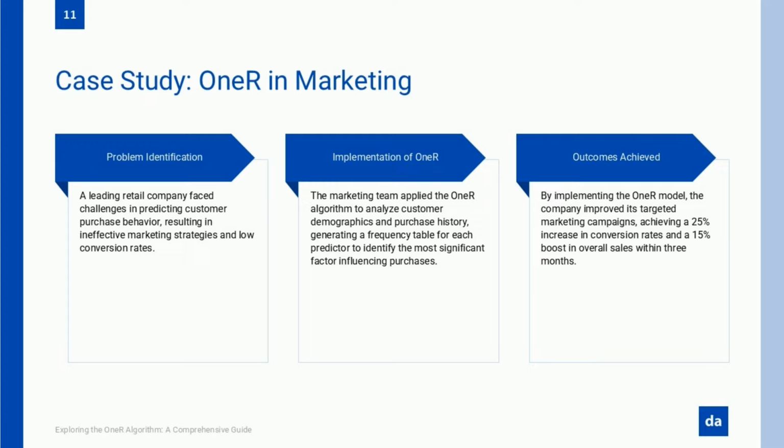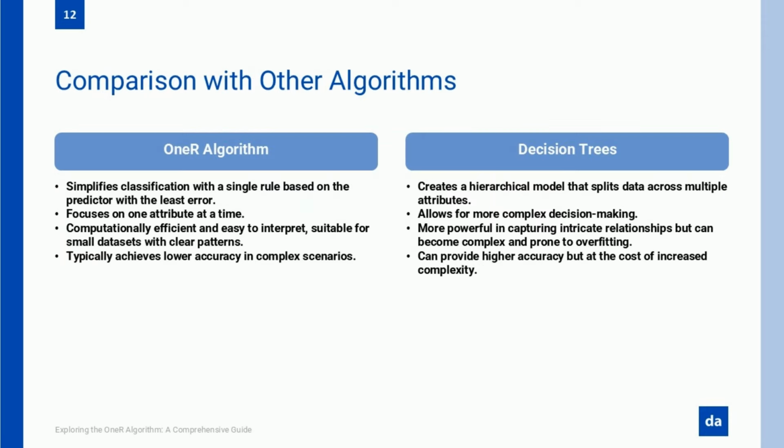With marketing success in the books, let's now compare OneR to other machine learning algorithms and see where it stands in the broader landscape of predictive modeling. Machine learning is filled with a variety of algorithms, each with its strengths and weaknesses. OneR offers simplicity and interpretability, but how does it compare to more complex models like decision trees? Understanding the trade-offs helps in choosing the right tool for the right problem.